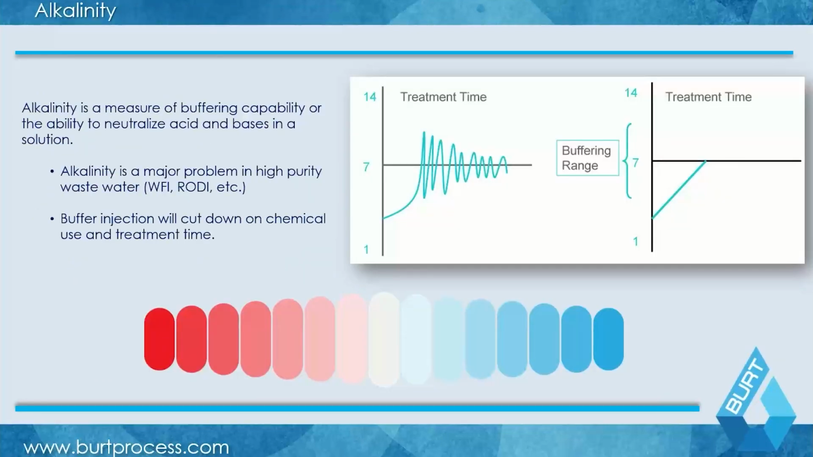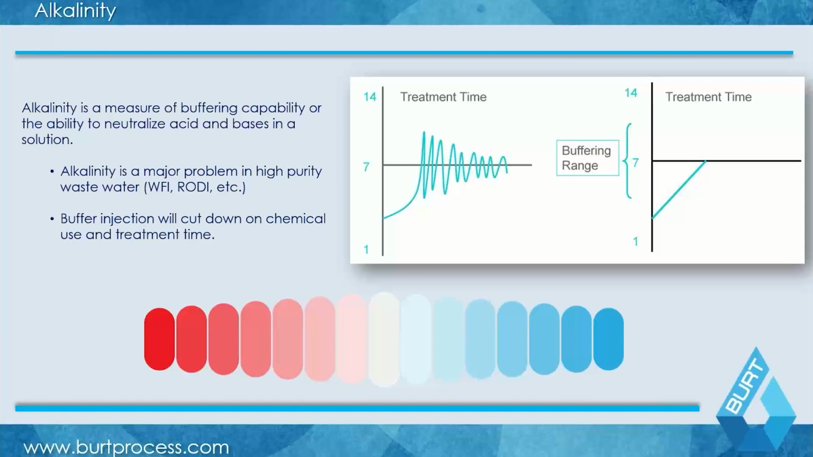So I do want to highlight one of these things, which comes up occasionally, and that has to do with alkalinity. Alkalinity comes into play when we have a stream that has a lot of high purity water in it, whether it's DI water or ultra pure water. Alkalinity is essentially a measure of the buffering capability of a solution. So basically, it's your ability to actually affect the pH of it.